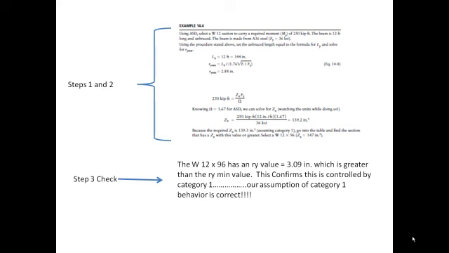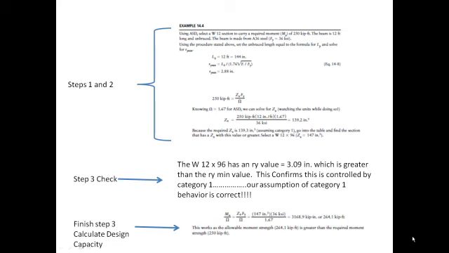Now conversely, if you don't like doing this, you could simply use the LP formula and calculate the LP value for a 12 by 96. What you'll find out is the LP value is greater than 12 feet, your unbraced length, so you'd say, yeah, I am in category 1.